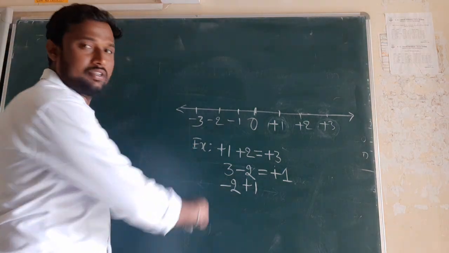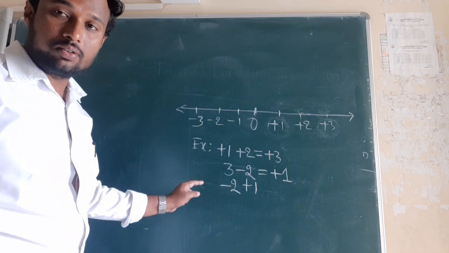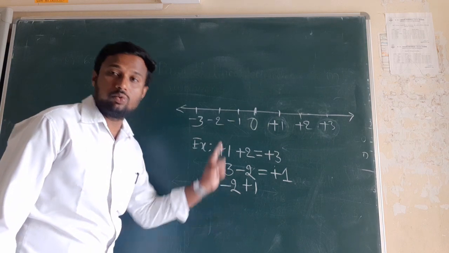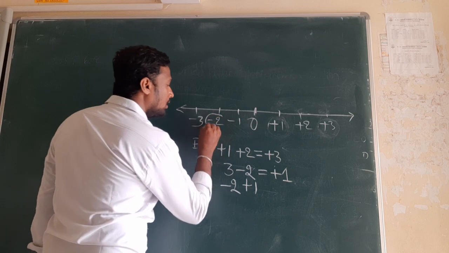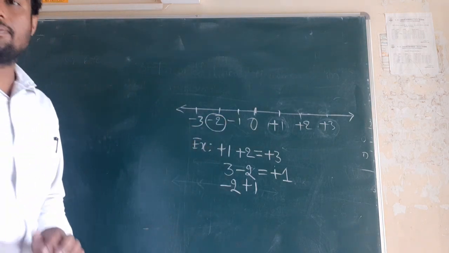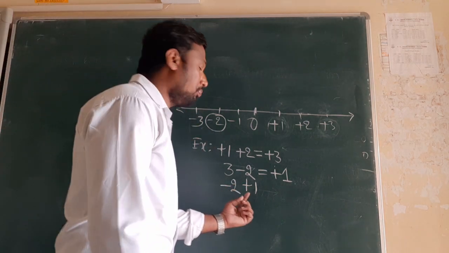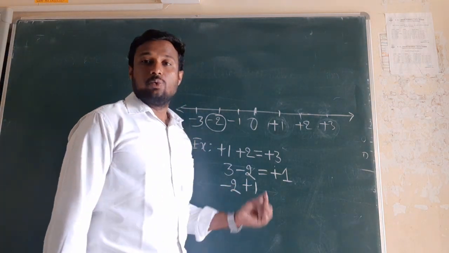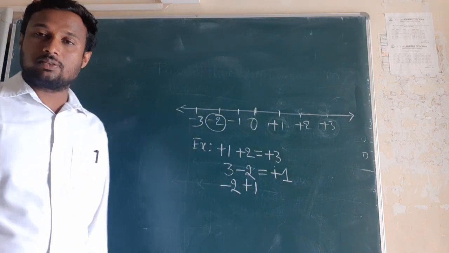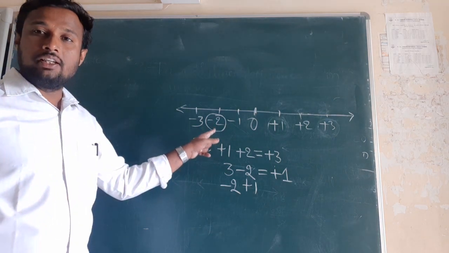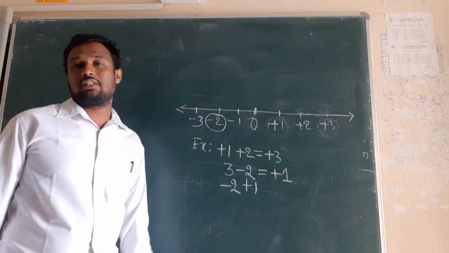So first I have to represent this minus 2 on this number line. Okay. So first what we have to do, we have to represent this minus 2 on the number line. So where do we have this minus 2 here? Here, this is minus 2. First we represented minus 2 here. Next what do we have here? Plus 1. What are we doing here? We are adding plus 1 to this negative integer minus 2. So we already identified or represented minus 2. So now I have to add plus 1.